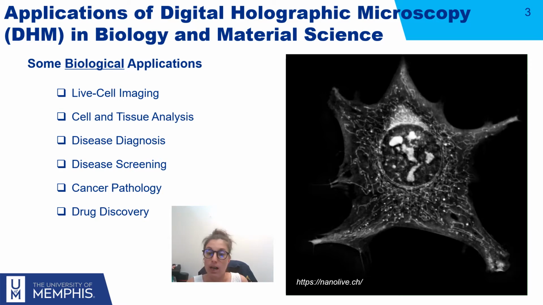All those features can also be used for drug discovery. If you have a live biological system, you apply a drug, and then you can analyze what is happening to the cell. For example, is the motility changing, are you distorting something, or are the cells going to die after a certain time? All those different applications can be served using DHM systems.